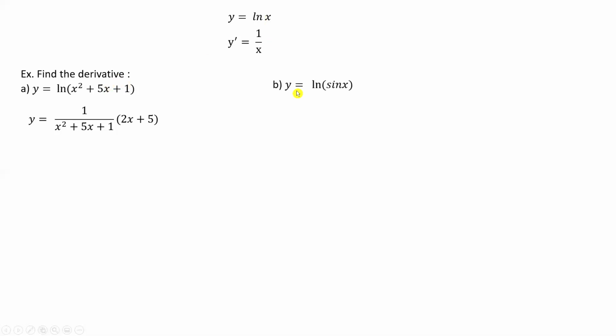Let's try another one. So the rule again, when you take the derivative, you take 1 over the argument, and because of the chain rule, we then multiply by the derivative of the argument. So 1 over the argument, and the derivative of sine is cosine. Now, many of these fractions will clean themselves up, particularly when you work with trigonometry. So cosine over sine can be written as cotangent.